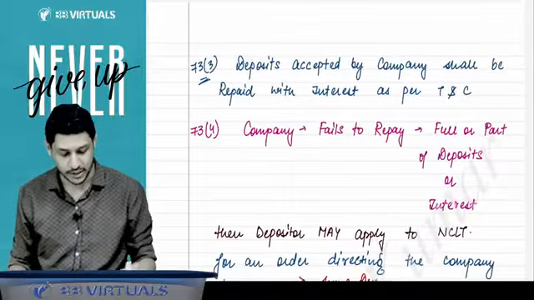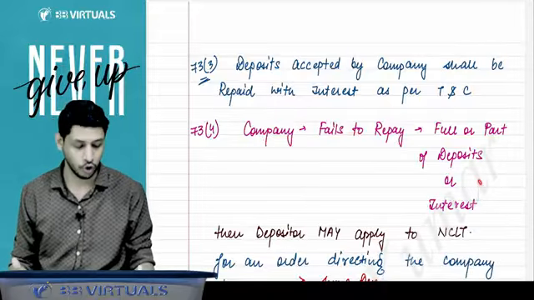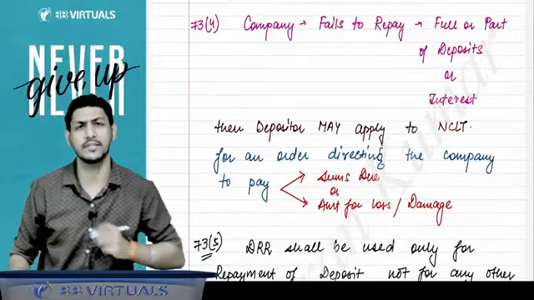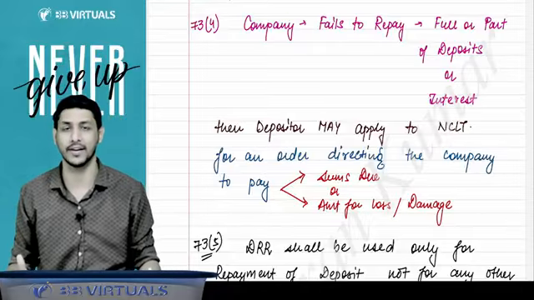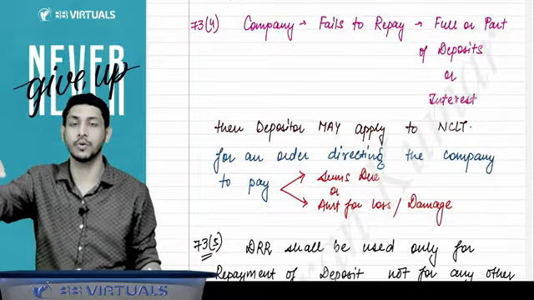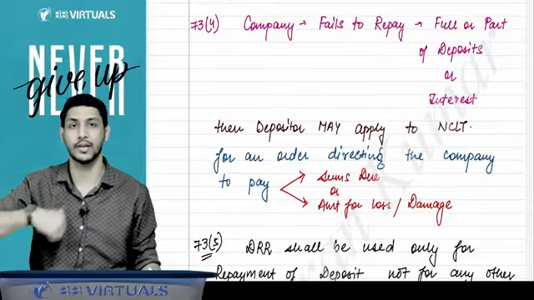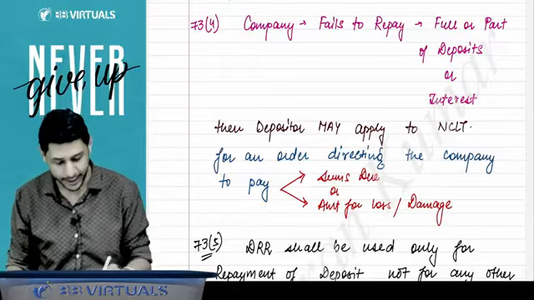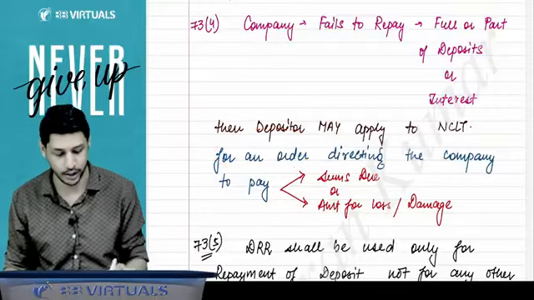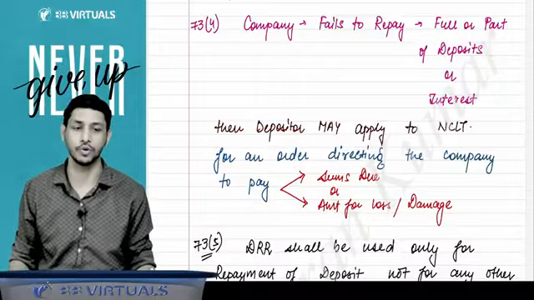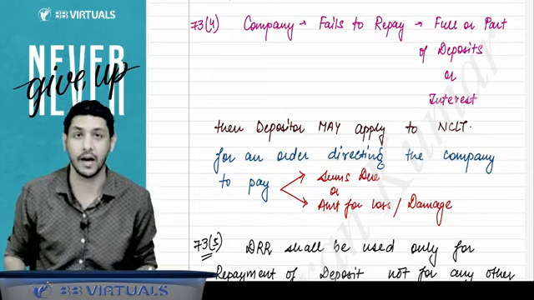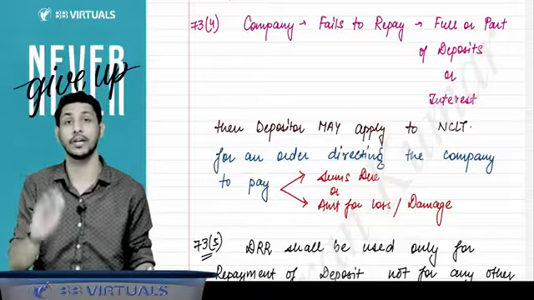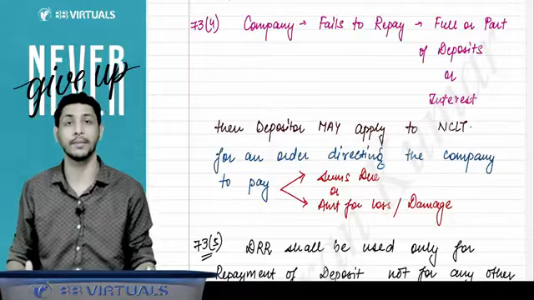Section 73 subsection 4 says that if the company fails to repay the deposit amount or the interest amount, then the depositor may apply to the NCLT. The depositor may go to the NCLT and say the company is not paying the deposit amount back to us, or is not paying the interest. NCLT will issue an order to the company to pay the sums due, or the amount of interest, or the amount of deposits, or the amount of loss or damage caused to the person because of the non-payment by the company.